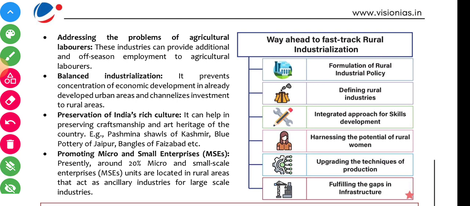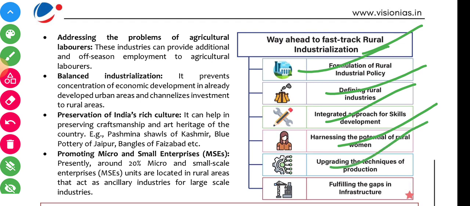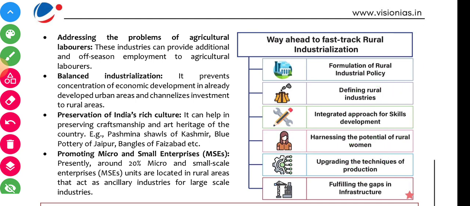What is the way forward to fast track rural industrialization? Formulation of a rural industrial policy, defining rural industries, an integrated approach for skills development, harnessing the potential of rural women, upgrading the techniques of production, and filling the gaps in infrastructure.